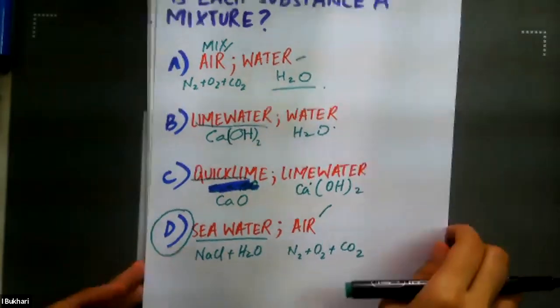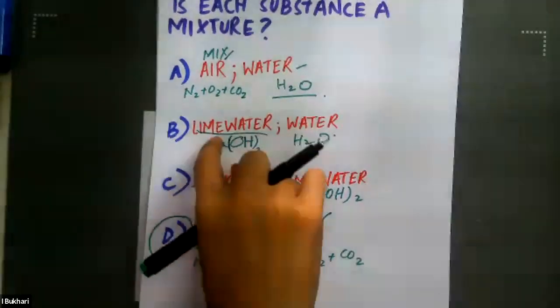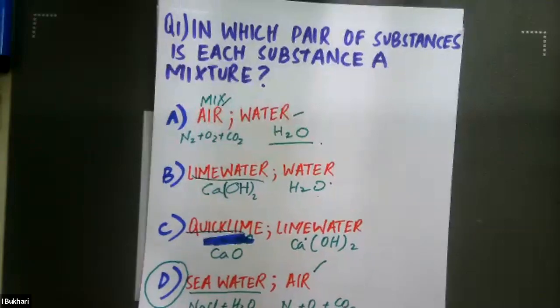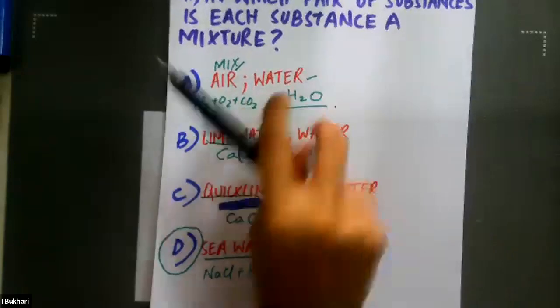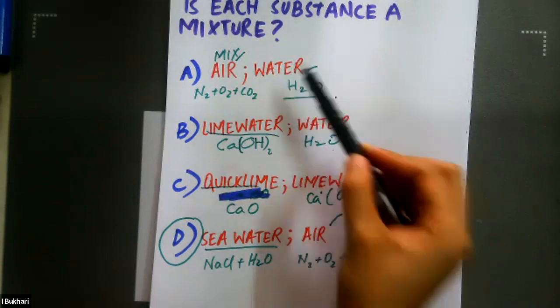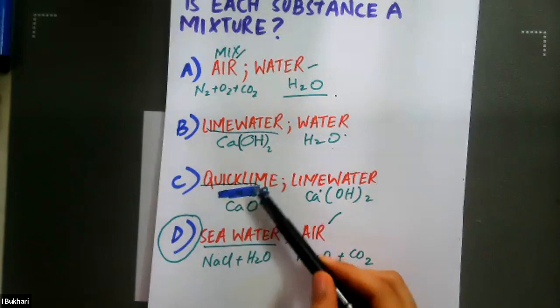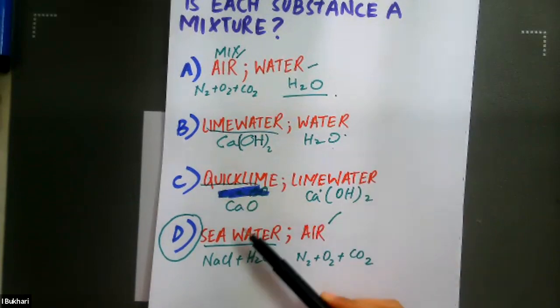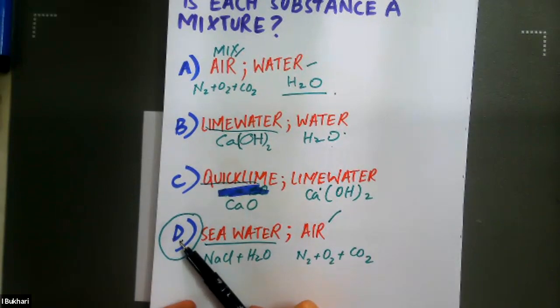Okay, tell me, what do you understand by mixture? Yeah, I get his question. He's saying why the answer was not B and it's D. The question is asking in which pair both are mixtures. So air is a mixture, water is a compound. Lime water is a compound, water is also a compound. Quicklime is a compound, lime water is also a compound. Seawater is a mixture, air is also a mixture. So that's why the answer is D. Did I answer your question? Okay, Bari, are you satisfied now?